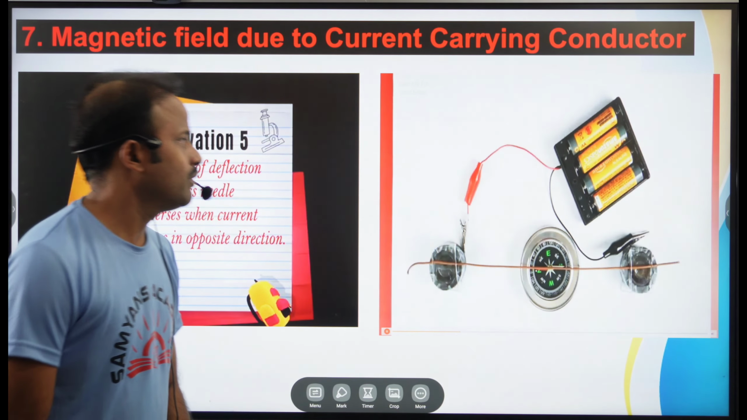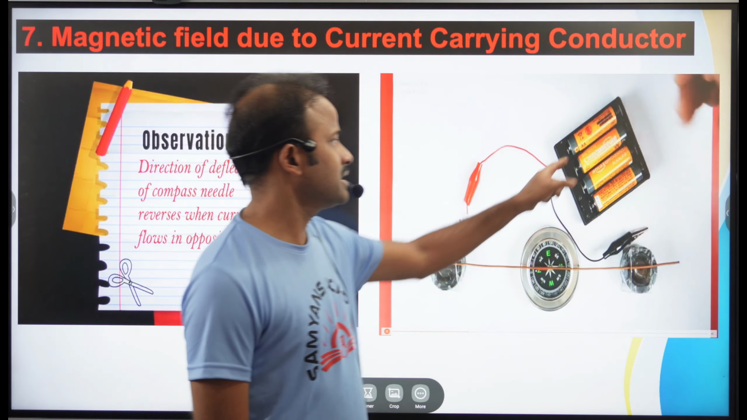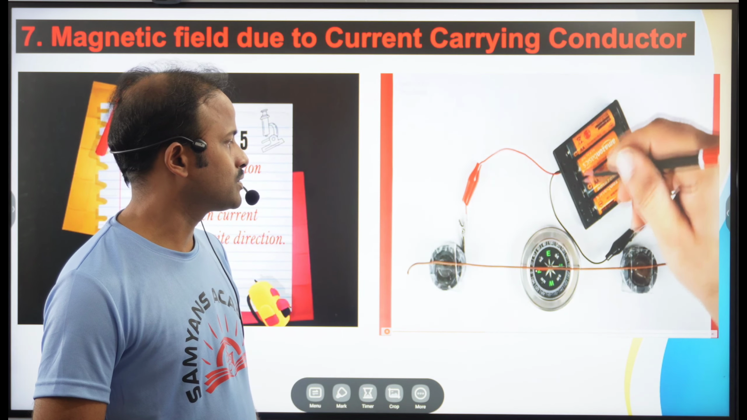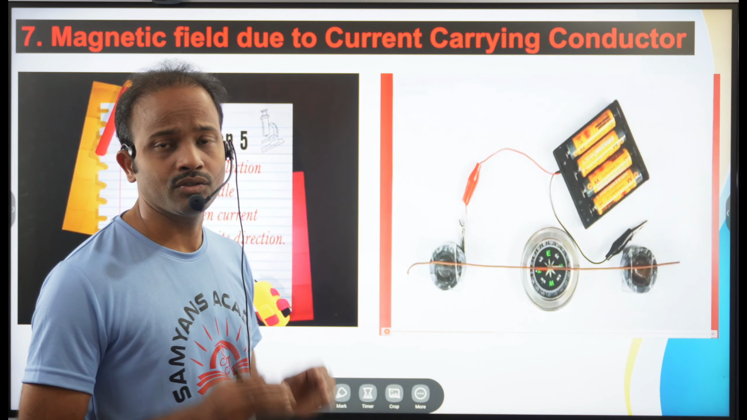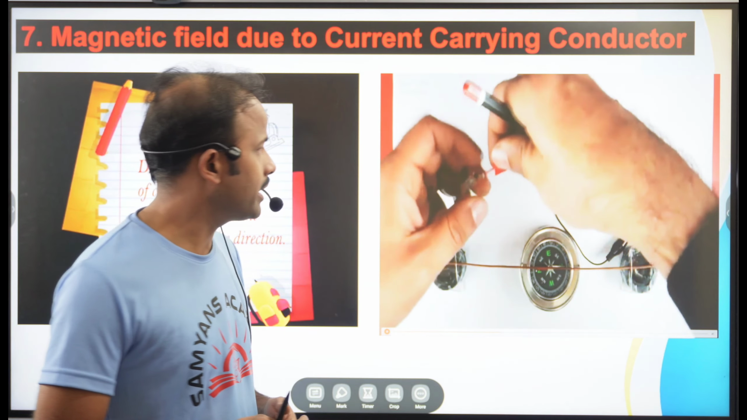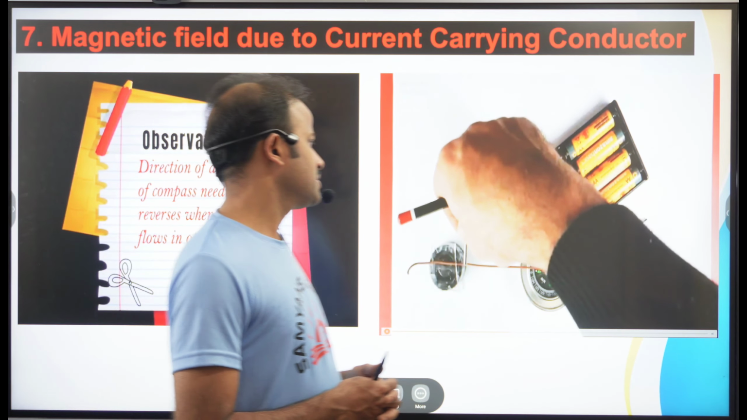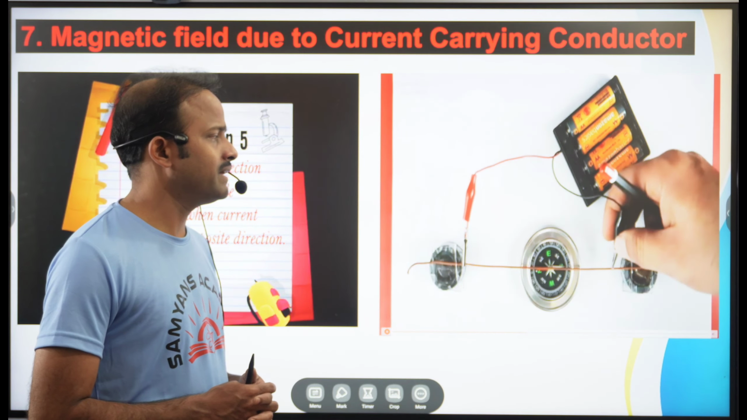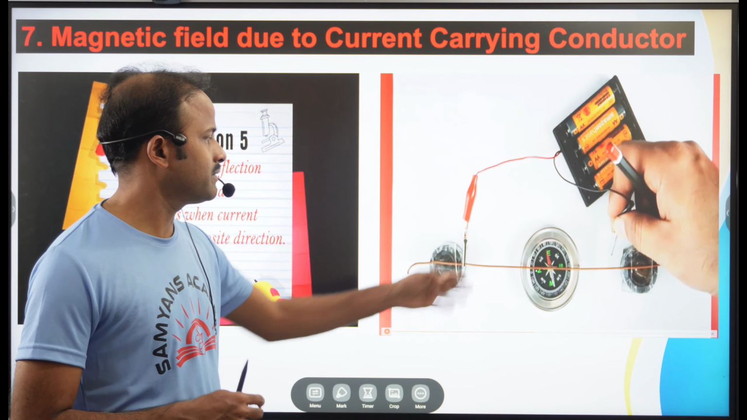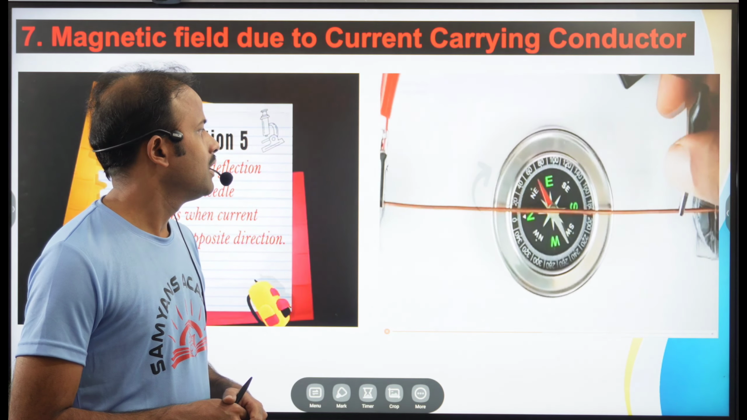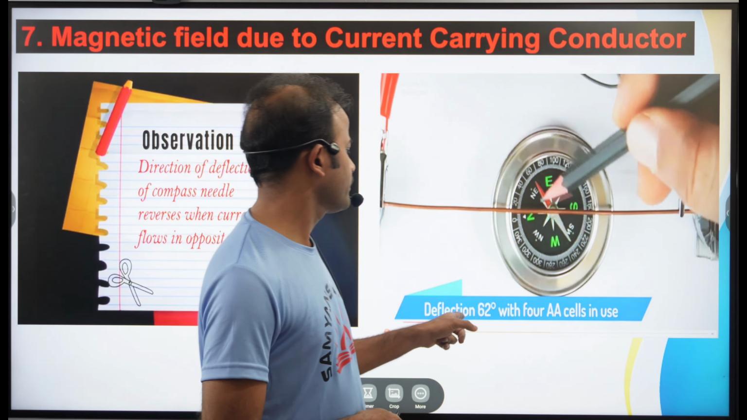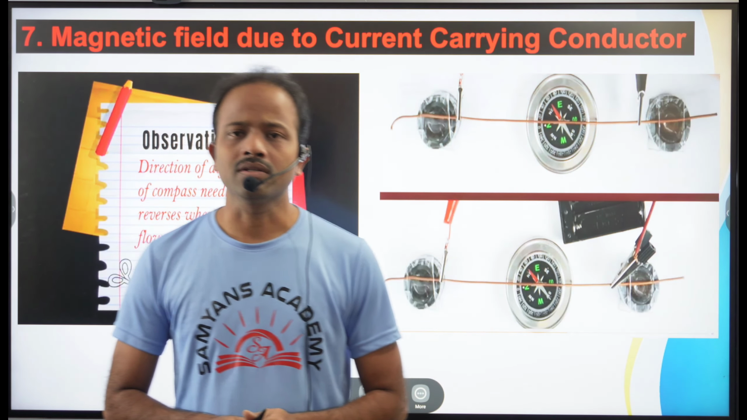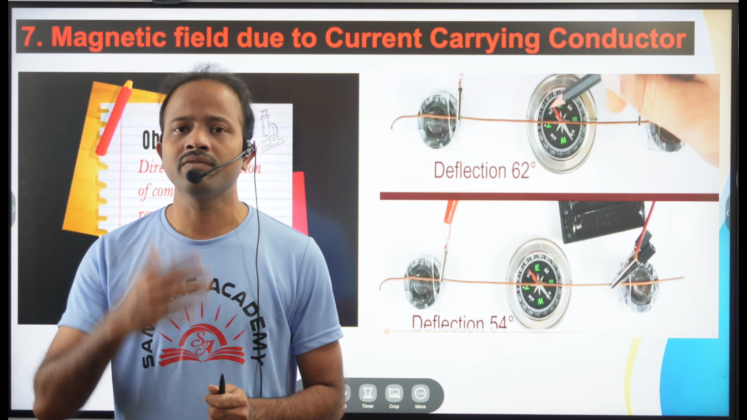Now we are changing these cells. Now we increase the cells up to 4. Now you see the observation. When the current is passed through this conductor with 4 cells, you are increasing the amount of current. Now you observe the deflection in the compass needle. Yes, now we can observe the deflection is more here. Deflection is now showing 62 degrees. Previously, when we took two cells, the deflection in the compass needle was 54 degrees.